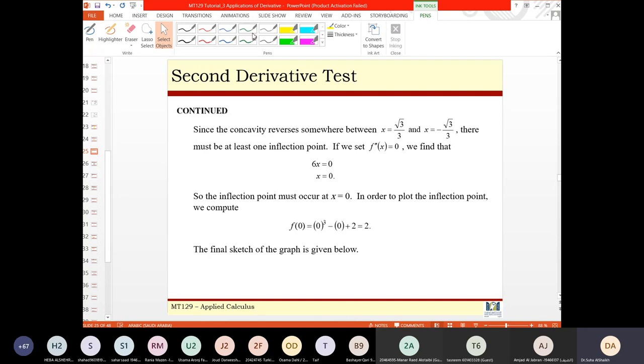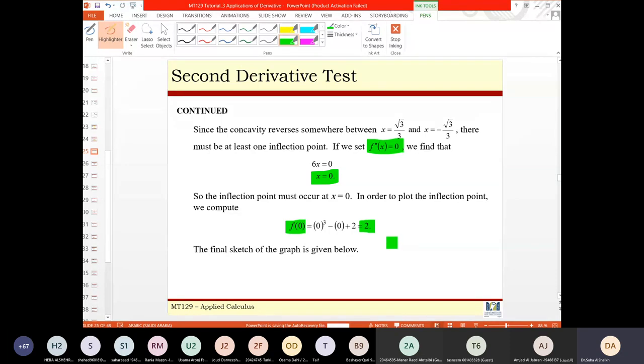To check the inflection point, I'm going to let f double dash equal 0. Now this will be the second step, to see the inflection point and the concavity. I have to check f double dash and I let it equal 0 and I get a point. I get the point x equals 0. What is the y of this x? I apply this in the function f. This will give me y is 2. So the point is (0, 2).